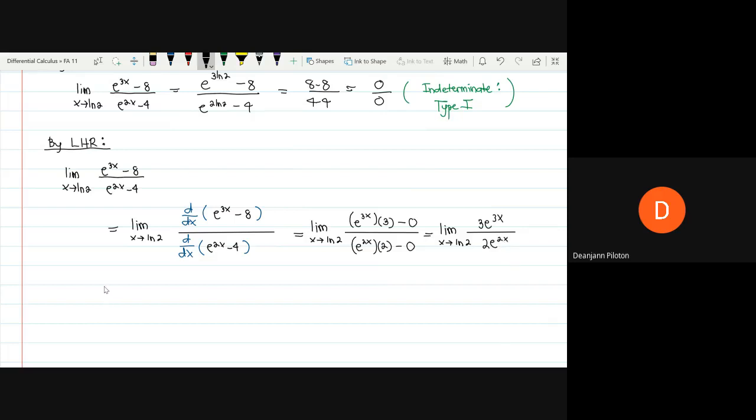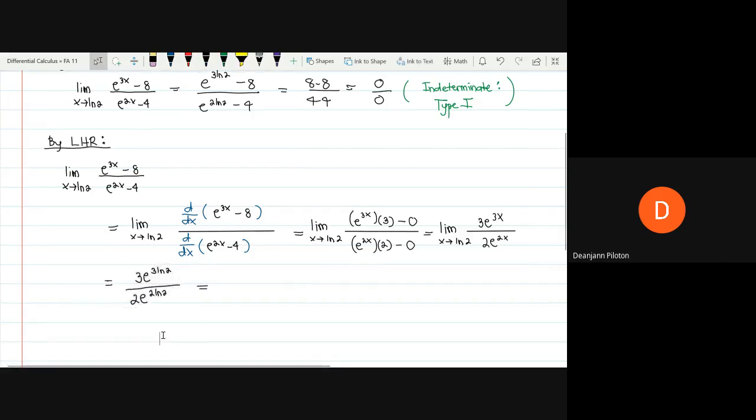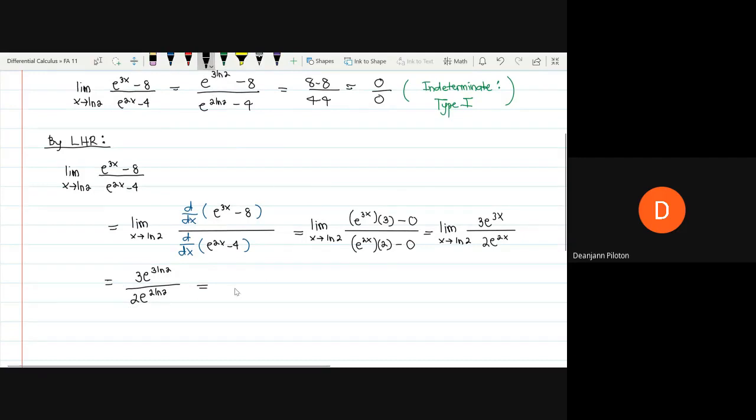So again, basta indeterminate forms and LHR na topic, pwede lang yung i-direct substitution no, ang sa limit. So we have 3 e raised to 3 times ln 2 over 2 e raised to 2 ln 2. Okay, so evaluate na lang natin siya. So, ato ni i-solve, this is equal to 3. So 3 is the final answer for this problem.